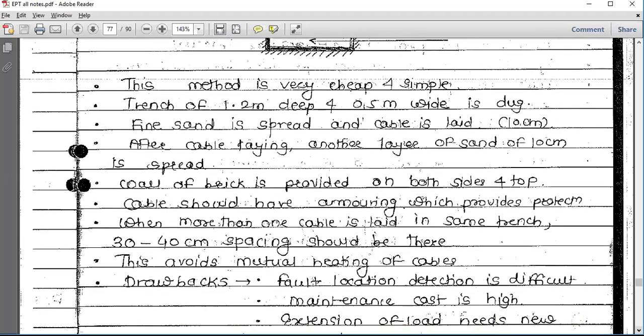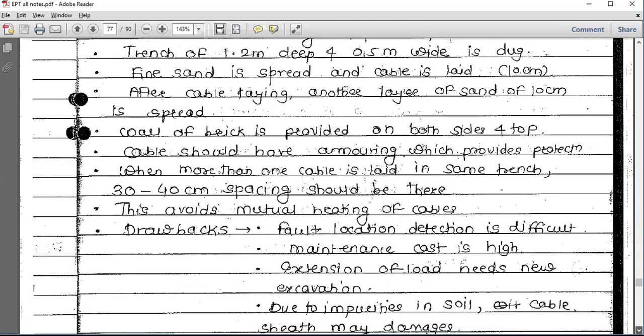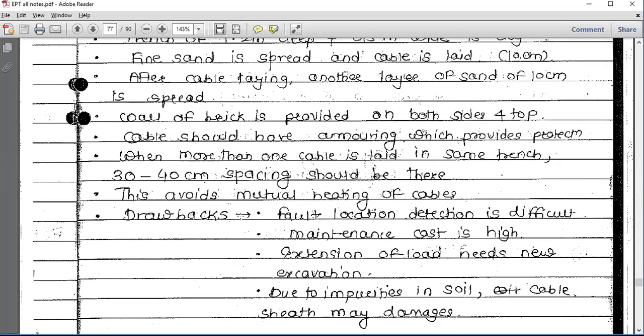Then drawbacks of this method, direct lay method: the fault location detection is difficult in case of this direct lay method. Then second, maintenance cost is very high.